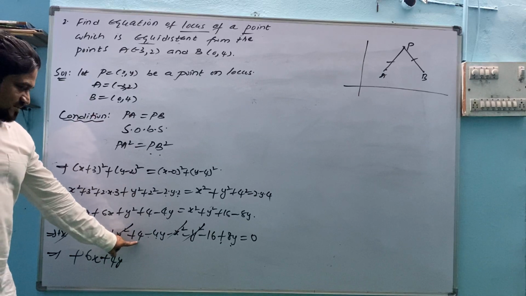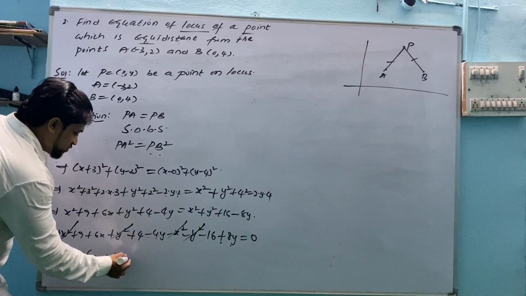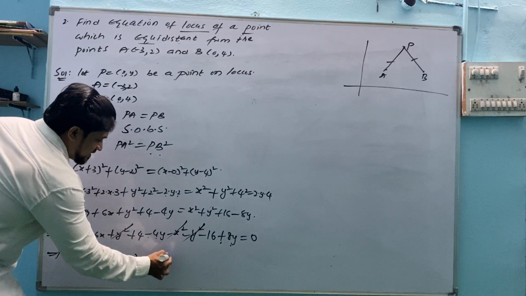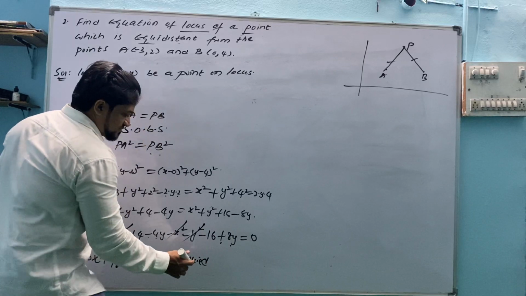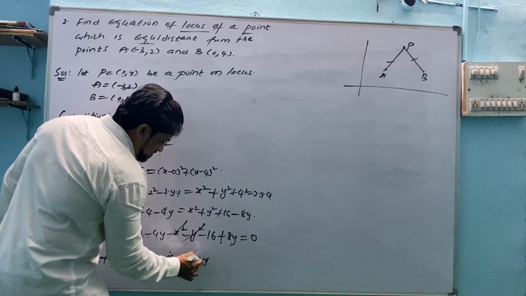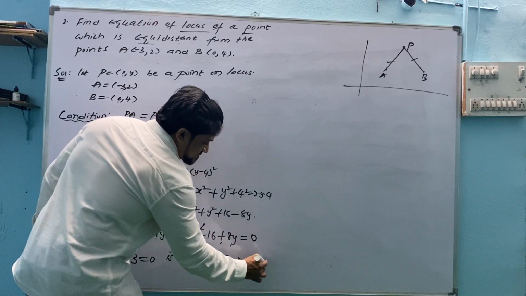The positive value is 13, minus 16. We have 13, we need to pay 16, so we need to pay 3. This is the required equation of locus. Got it?